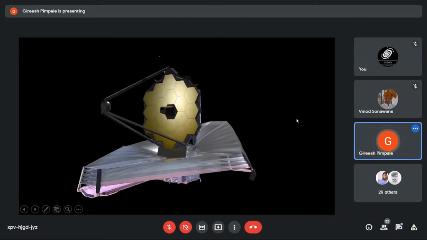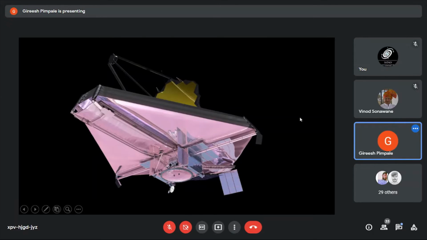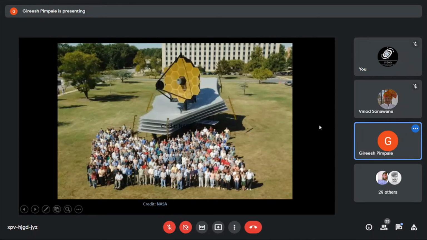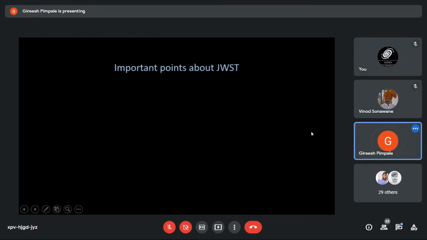This is the final model of the telescope as seen from below. Again, a model was on display before it was launched. These are the engineers and scientists who have made this telescope.